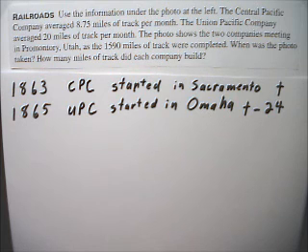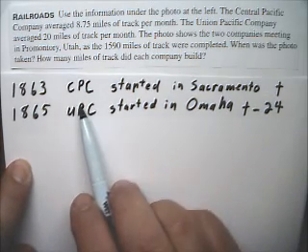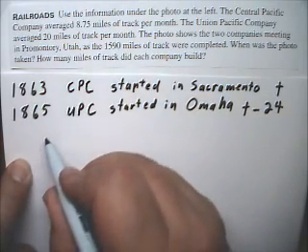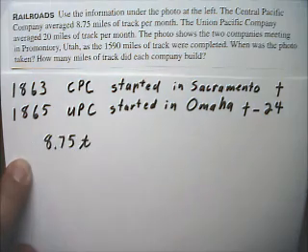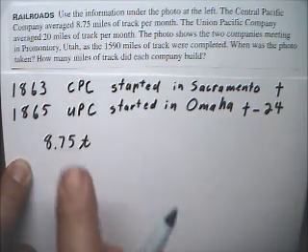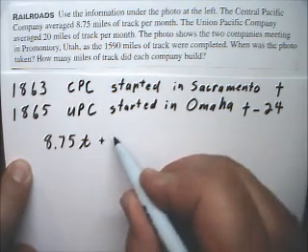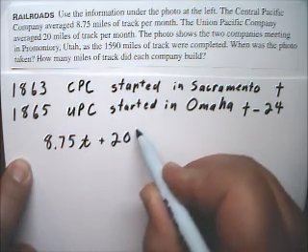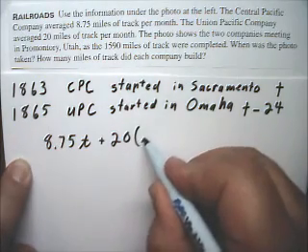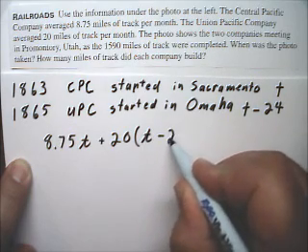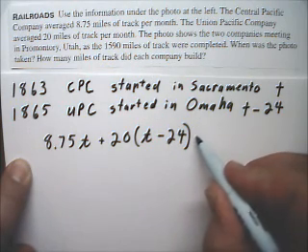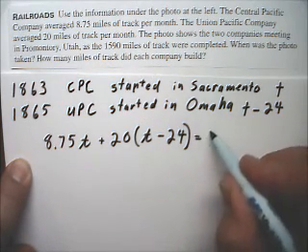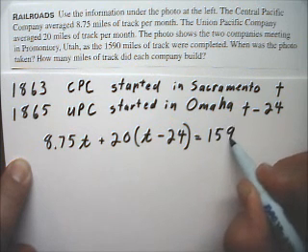1590 miles of track. So the Central Pacific Company, that's 8.75 T, where T is the number of months, and then Union Pacific, I'll add to that 20 miles per month times T minus 24, and that adds up to the total miles of track, which is 1590.